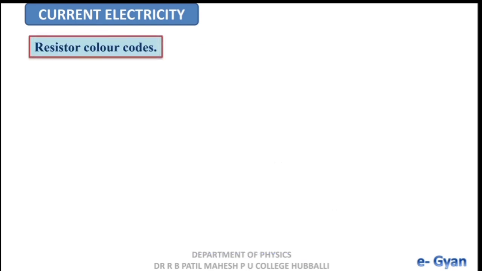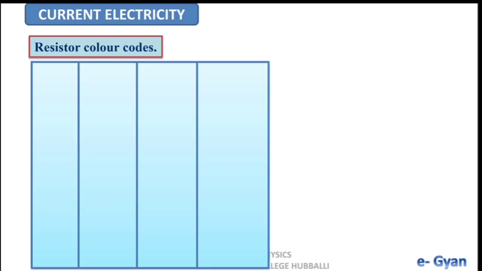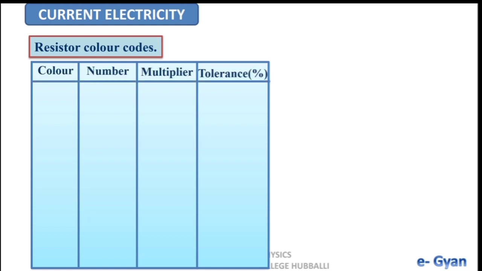Now let us try to understand the sequence of colors in color code resistors. First column represents color, second column represents number, which gives the first digit and second digit, or first band and second band. Multiplier is represented by the third column and tolerance is represented by the fourth column. Let us see the sequence of colors.